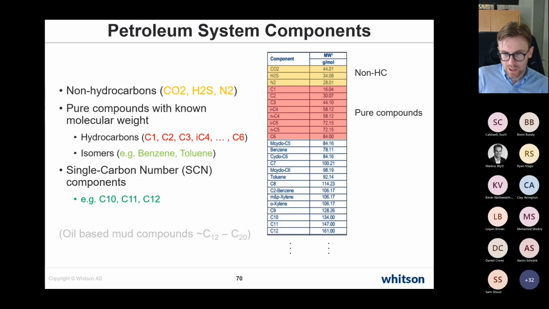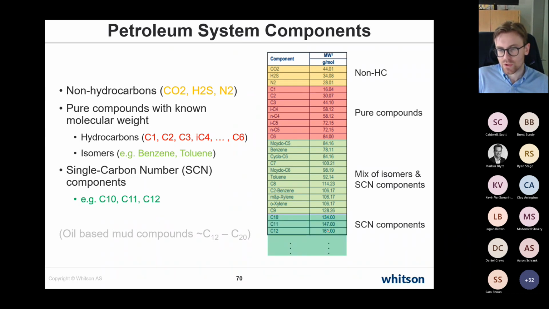That's what it is. The problem is when you get into something like C12. The fact that it says here the C12 molecular weight is 161 is just from some kind of correlation. That's not true for all fields. So for a field, you need to find the actual molecular weight for that field. This is a mix of isomers and single carbon numbers, and these are the single carbon numbers, and they're just estimates. Okay.